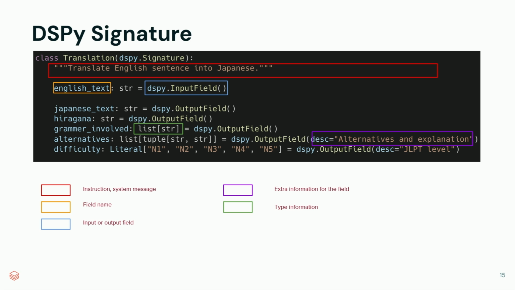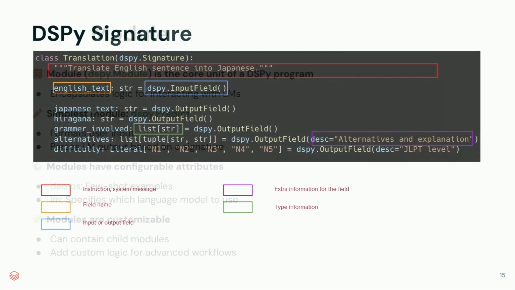The purple box is some additional information for the fields. Sometimes the field is not self-explainable. And the green part is a type hint, so that the output is already in the type I want it to be. No parsing is required.